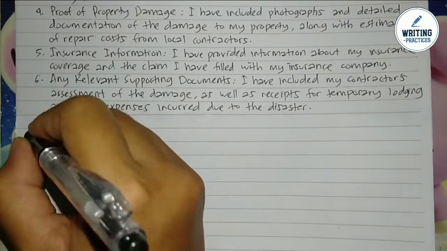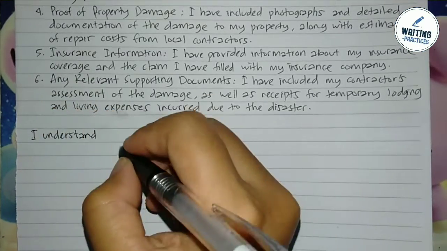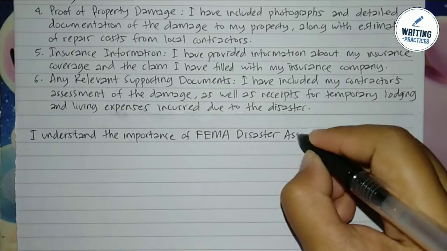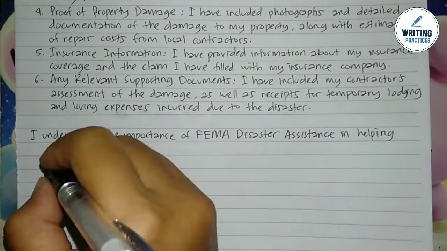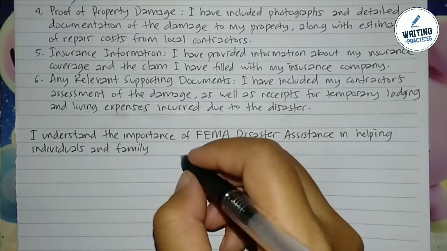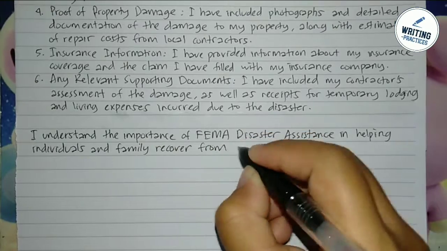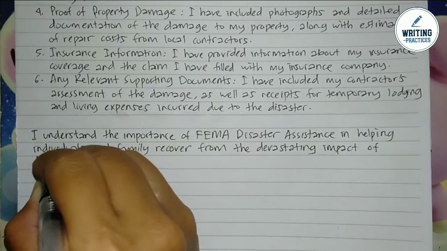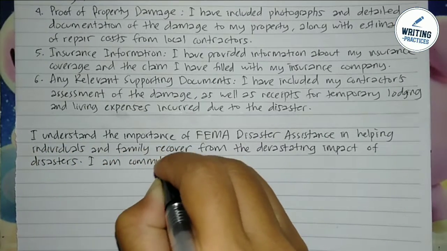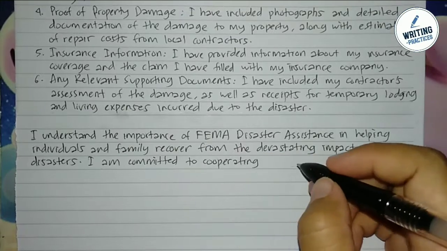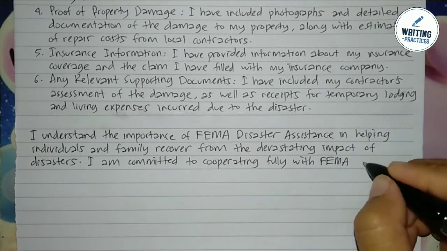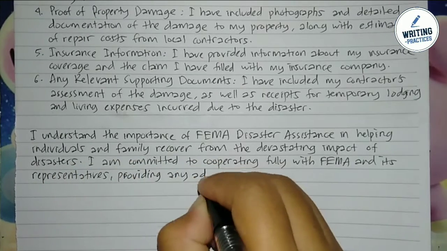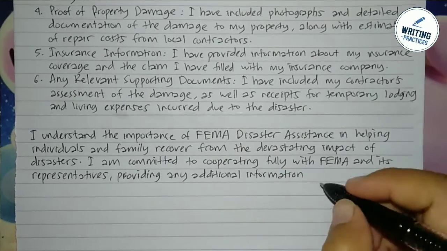In the 4th paragraph, this is where you write your commitment to cooperation. Express your commitment to cooperating fully with FEMA and its representatives. If you have no idea what to write, you may simply copy this. I understand the importance of FEMA disaster assistance in helping individuals and families recover from the devastating impact of disasters. Besides that, you need to also offer to provide additional information or documentation as required. And here is how you write it. I am committed to cooperating fully with FEMA and its representatives, providing any additional information or documentation as requested.